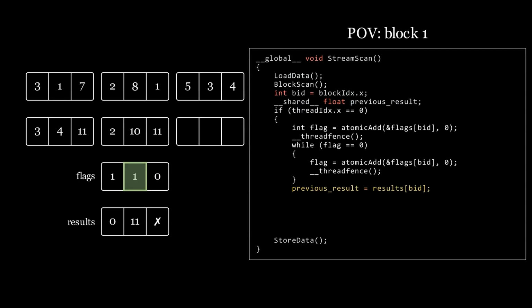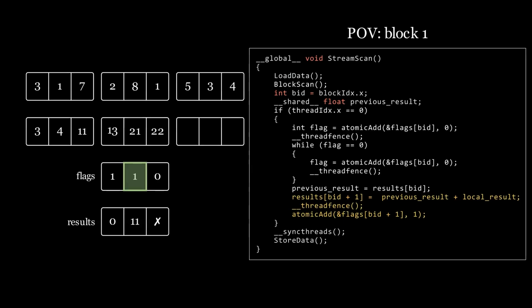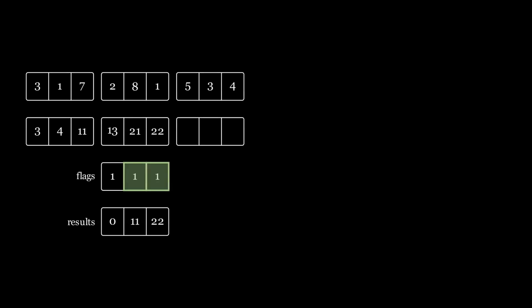Block 1 can now safely read the result and update its values. Then it becomes the producer. Finally, it sets the flag by atomically adding 1.